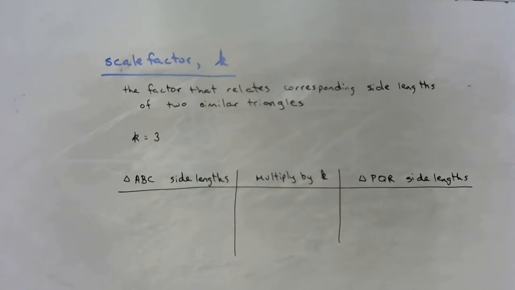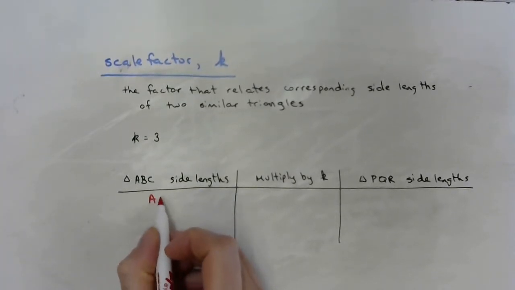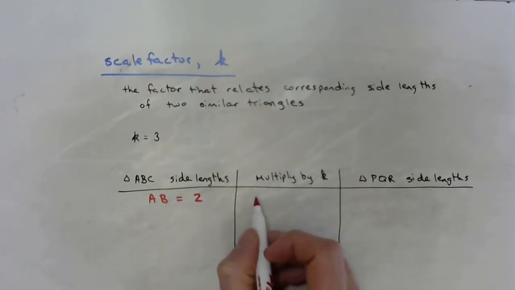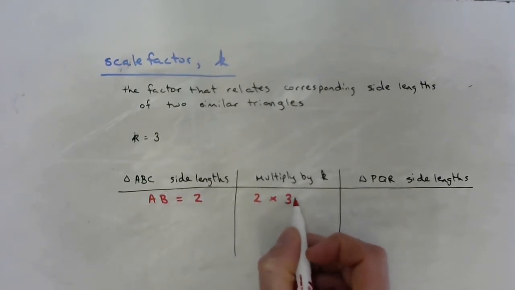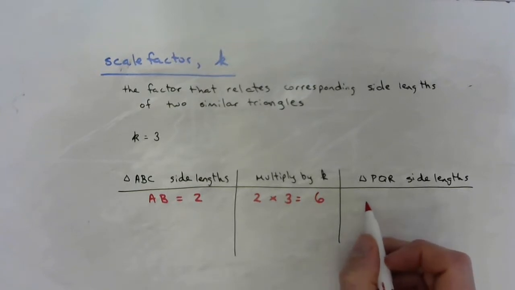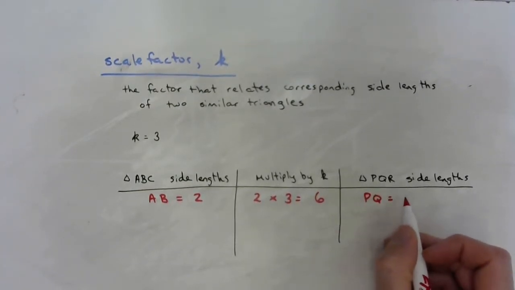So let's take our first side length in triangle ABC. Let's just say AB. What's the length of AB? 2. AB equals 2. We're going to multiply that by our scalar factor. What's our scalar factor? 3. And that's going to give us, therefore, the corresponding side in PQR, which is PQ, equals 6.